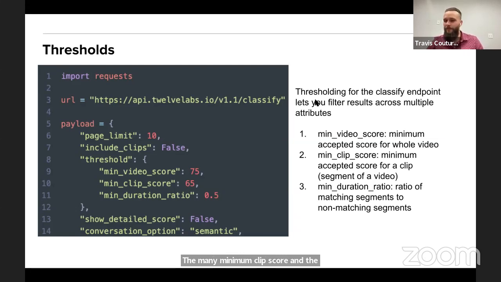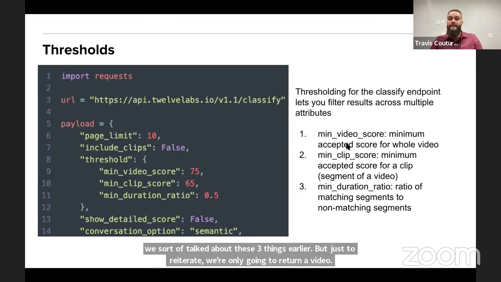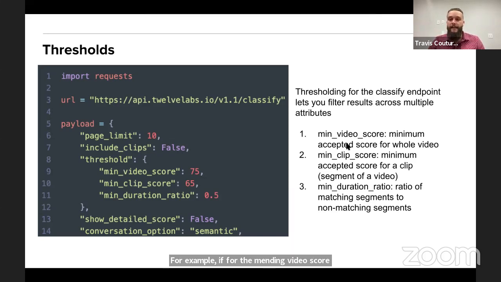We talked about these three things earlier, but just to reiterate, we're only going to return a video if the accepted value for the whole video exceeds the min video score threshold. It's the same thing for the minimum clip score. We may want to classify clips as opposed to whole videos. The difference is a video is the entire video itself, and a clip is a segment within a video, so a subset of it. So the clip score is something different from the broader video score. And the min duration ratio is what we talked about earlier: how much of the video is actually classified under that class or label you're looking at.